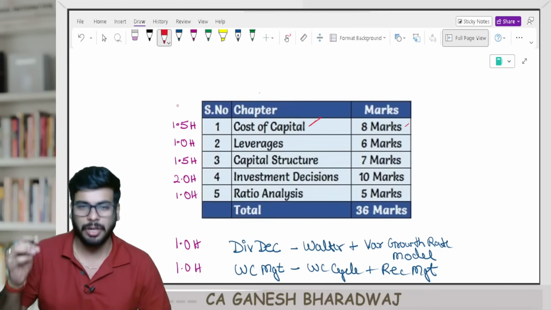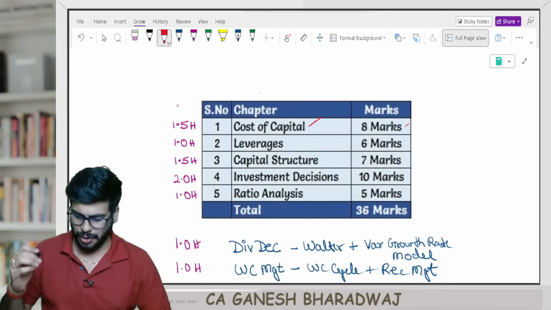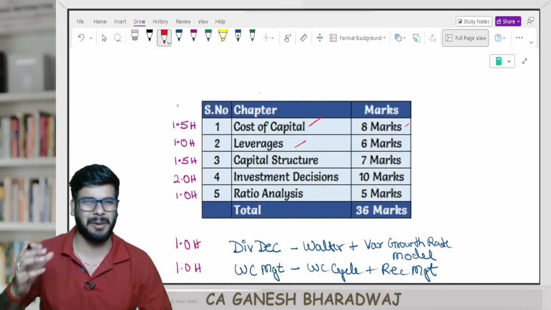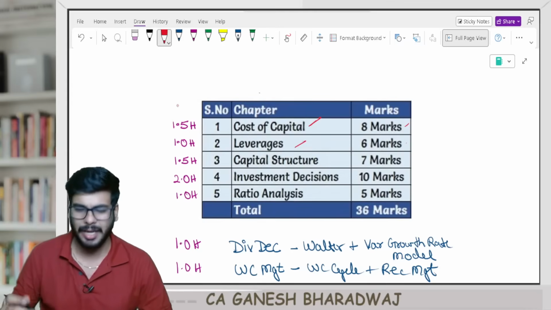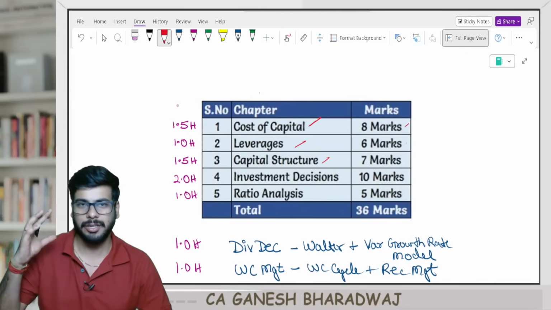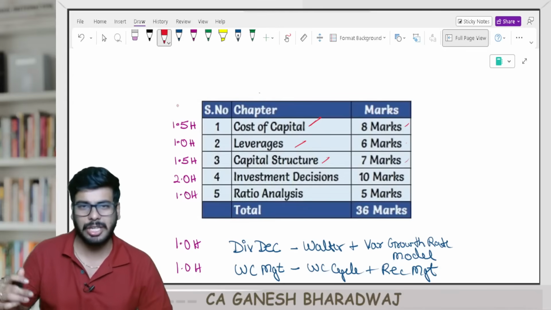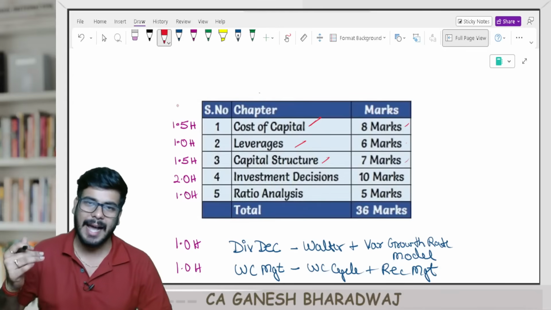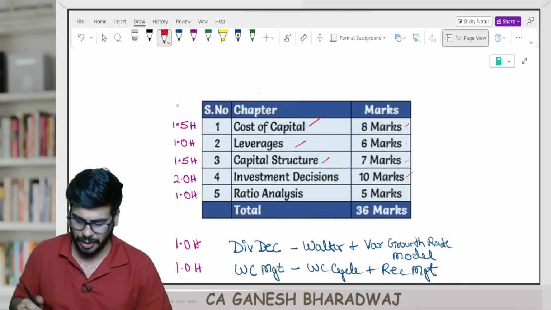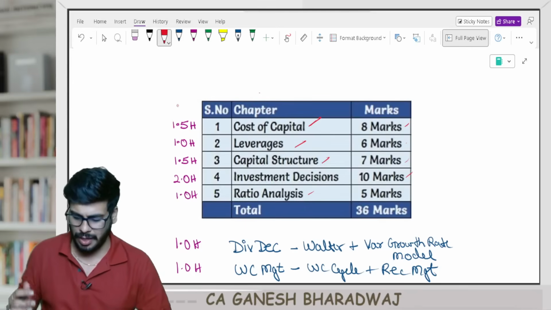So first you touch your cost of capital chapter and finish it fully. It carries a weightage of 8 marks. Then go on to your leverages chapter, which is fairly an easy chapter, and that roughly on an average carries a weightage of 6 marks. Then go on to your capital structure theories chapter. This chapter gets a weightage of about 7 marks. Then go on to your investment decisions, which on an average gets tested for 10 marks, and then move on to ratio analysis.